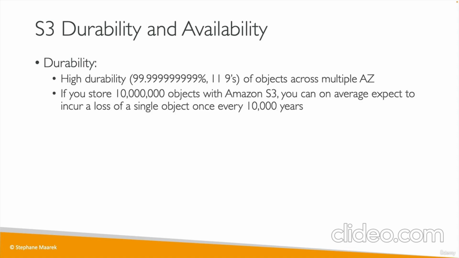So durability represents how many times an object is going to be lost by Amazon S3. And so Amazon S3 has a very high durability. It's called 11 9s, so 99.999999999%. And that means that on average, if you store 10 million objects on Amazon S3, you can expect to lose a single object once every 10,000 years. So it's quite durable. And the durability is the same for all storage classes in Amazon S3.